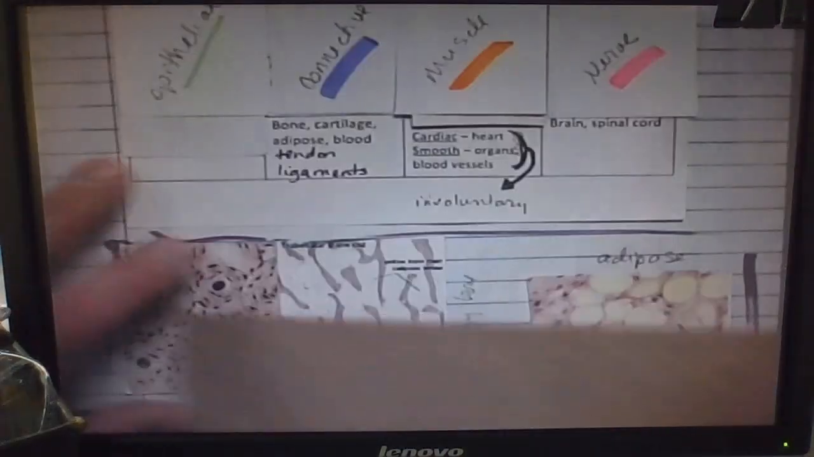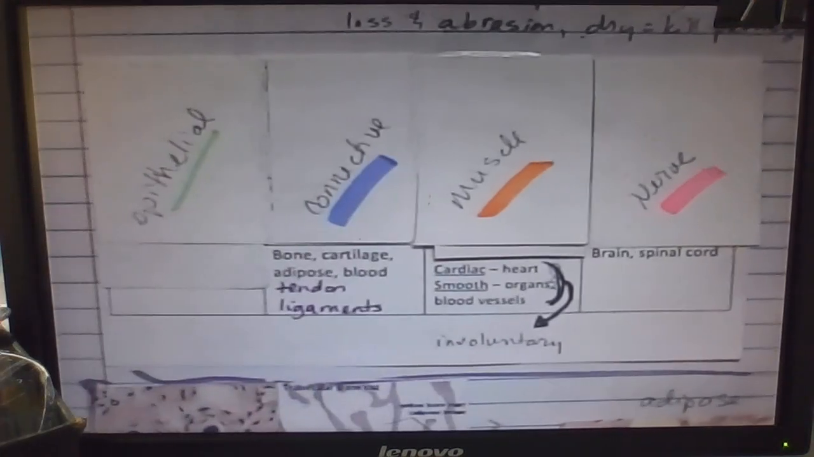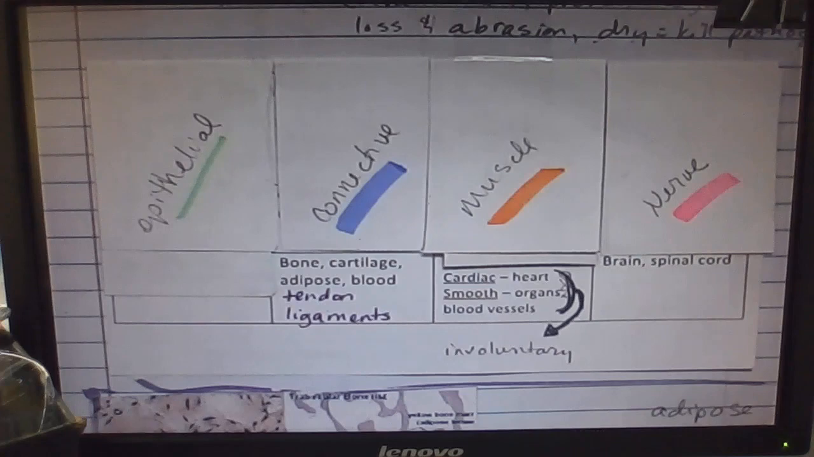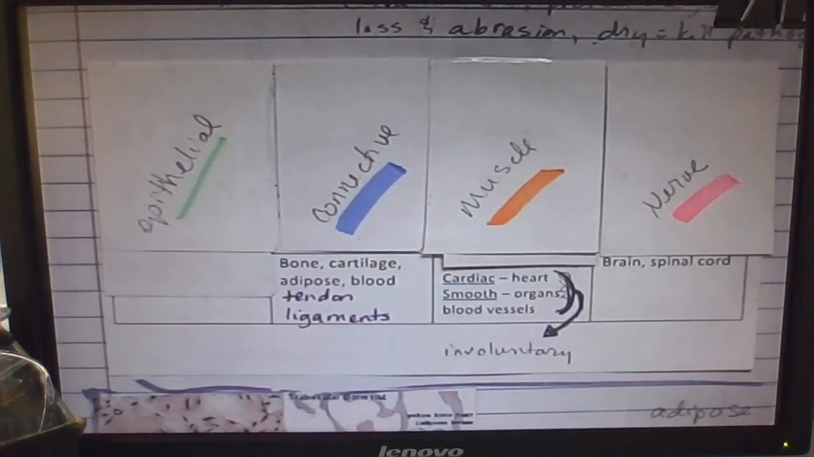That has to do with epithelial tissue. Okay, so we put this insert in our PBS comp book. We're going to put that in here as well. Four different types of tissue: epithelial, connective, muscle, and nerve tissue.